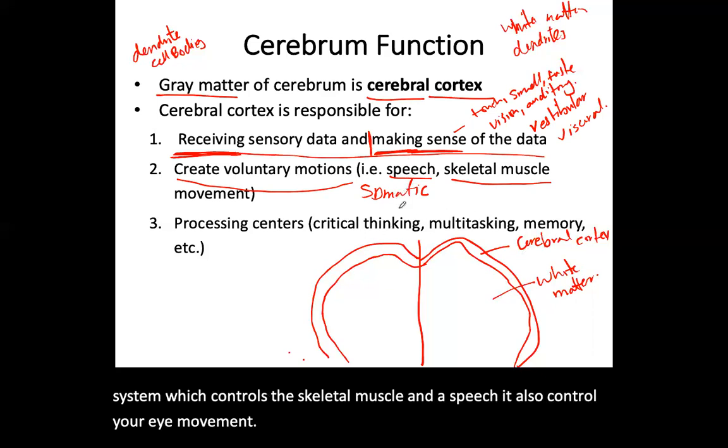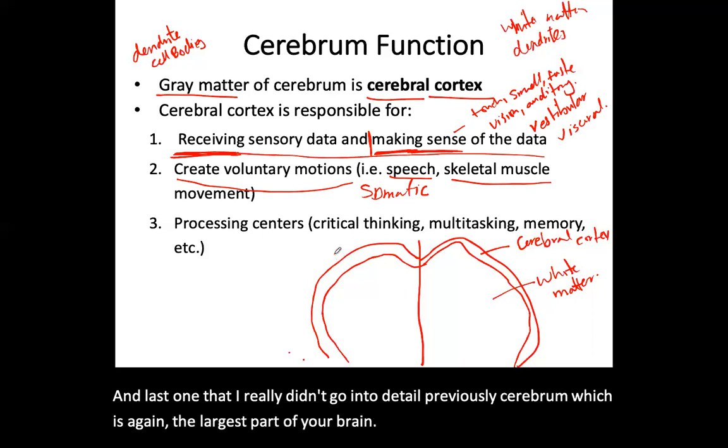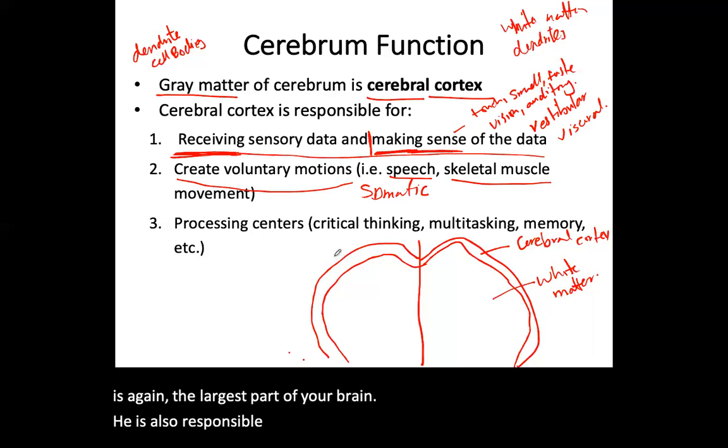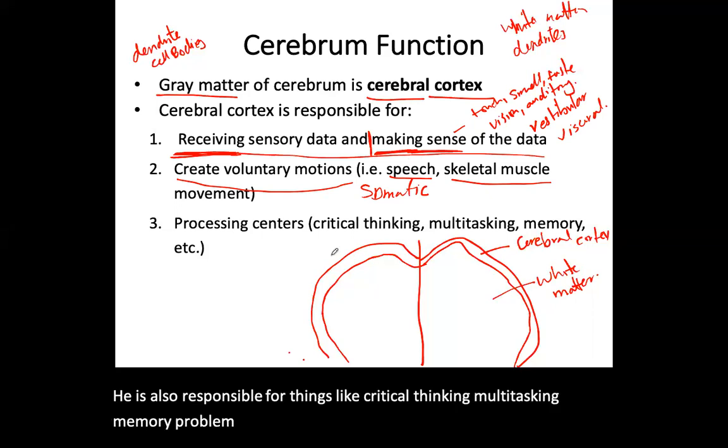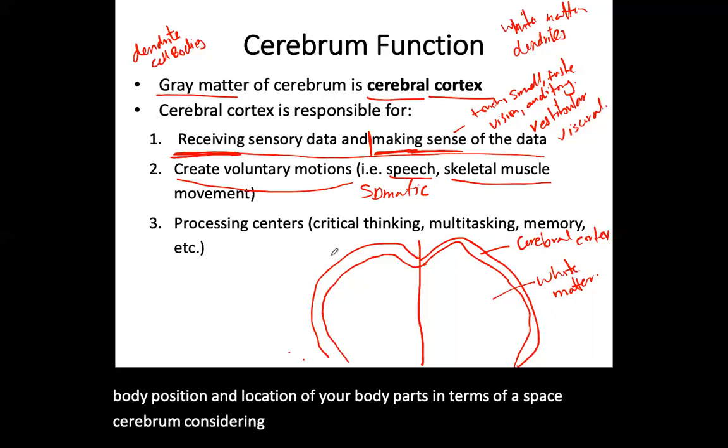And the last one that I really didn't go into detail previously: the cerebrum, which is again the largest part of your brain, is also responsible for things like critical thinking, multitasking, memory, problem solving, behavior changes, making you aware of the body position and the location of your body parts in terms of space. So cerebrum, considering its size, is also extremely important in carrying quite a few functions in our body.